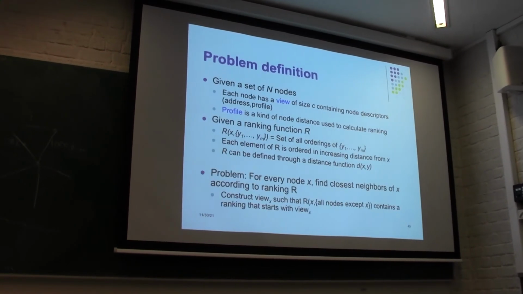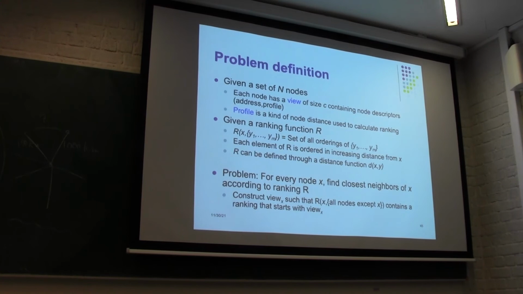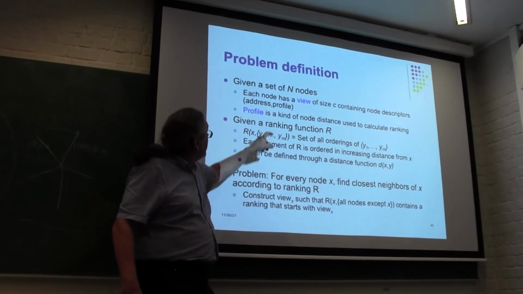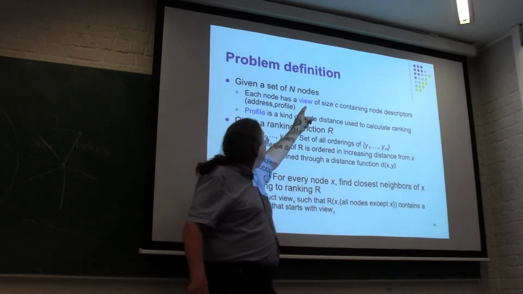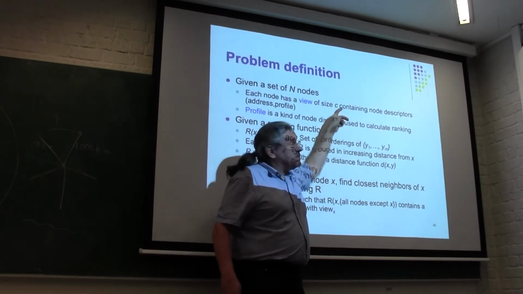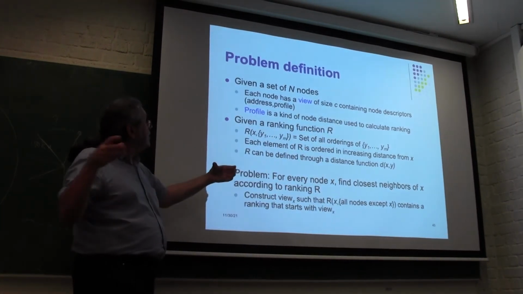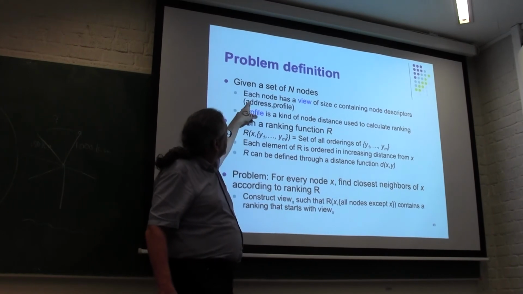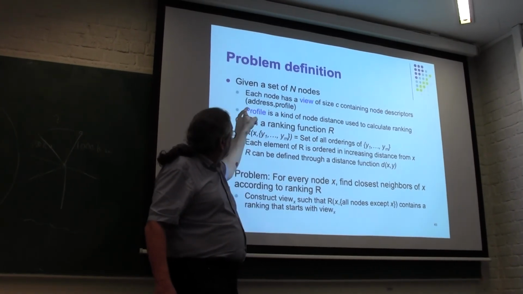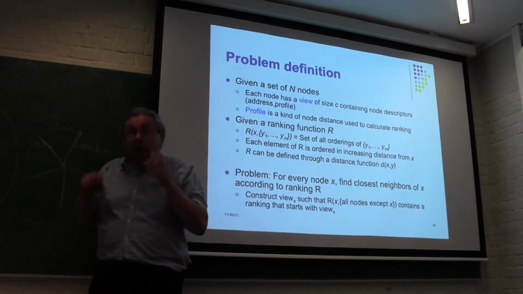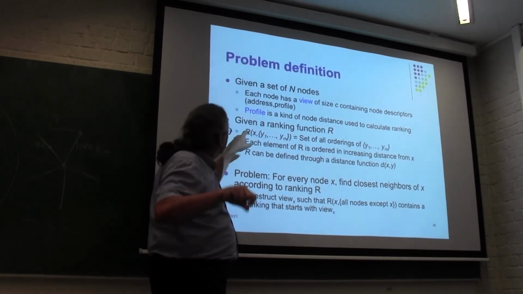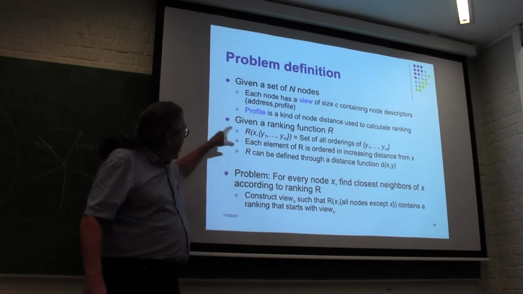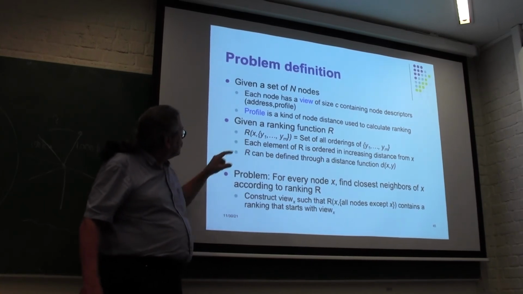Now, how do you define that? There's some mathematical definition here. I have n nodes. Each node has some state, which I call a view, and it has a size, c. So it's like a vector of c things, and it has information about other nodes. It has the identity of the other node, the address, but it also has something called a profile. It has some information about how far away the other node is. It's a kind of distance, but we'll see exactly what it is. And the input is a ranking function, okay?